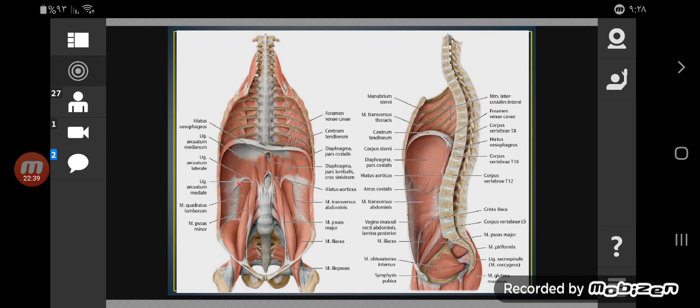From the transverse process of L1. And the right crus attaches to the anterior surface of the body of L1, as does the left crus. The right crus is longer than the left one. This is the lumbar attachment of the diaphragm.